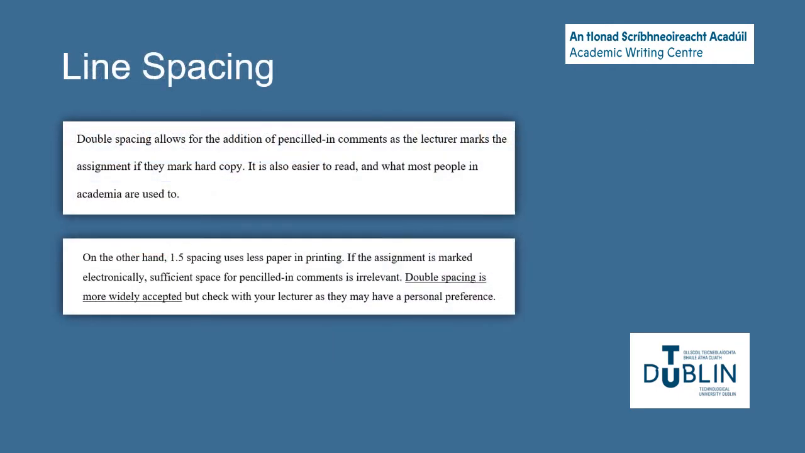The top image here shows you what double spacing looks like. The bottom one is 1.5 spacing. Double spacing allows for the addition of penciled in comments as the lecturer marks the assignment if they mark hard copy. It's also easier to read and what most people in academia are used to. On the other hand, 1.5 spacing uses less paper and printing. If the assignment is marked electronically, sufficient space for penciled in comments is irrelevant. Double spacing is more widely accepted, but check with your lecturer as they may have a personal preference. You could lose marks if formatting was specified in the assignment and you didn't follow those instructions.